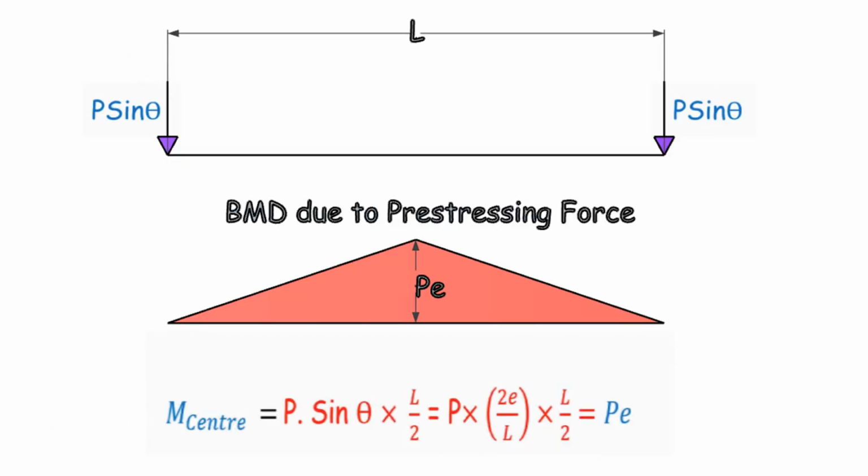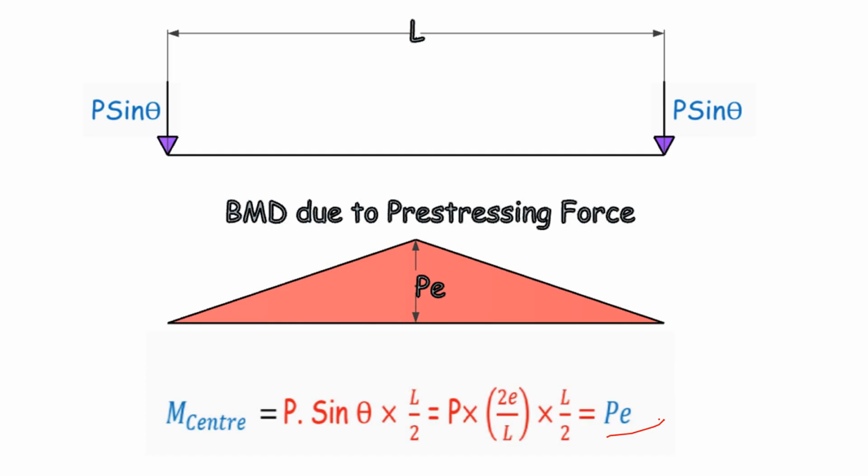Now, if you want to draw the bending moment diagram due to the pre-compressive forces, you can see that P sine theta multiplied by, at the center, it will be L by 2. So if you substitute all the values, P sine theta into L by 2 equals P into sine theta, which is 2E by L, multiplied by L by 2.